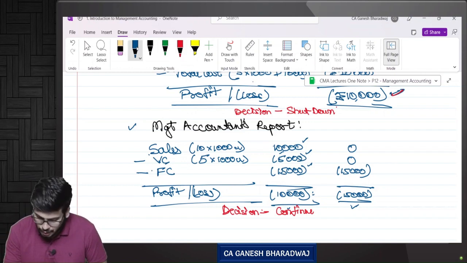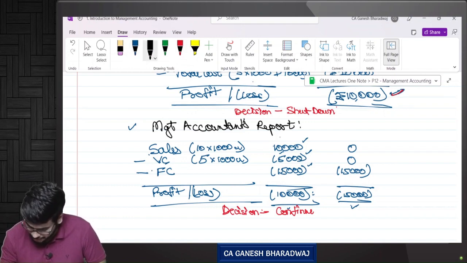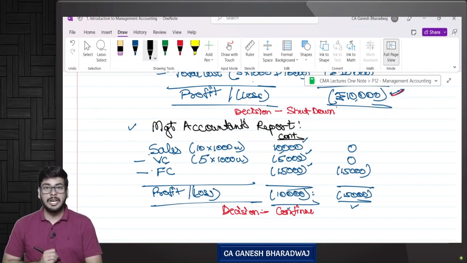So if you continue, if you look at this, there is going to be a loss of 10,000 rupees.